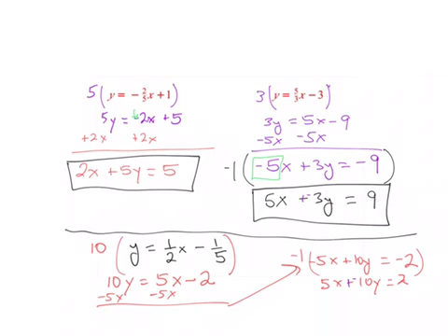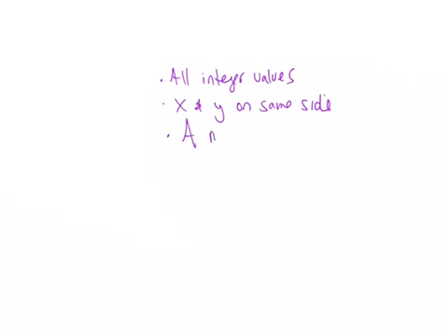All right, that's how we transform into standard form. Key ideas are: we need all integer values. We need x and y on the same side. And finally, a must be positive.